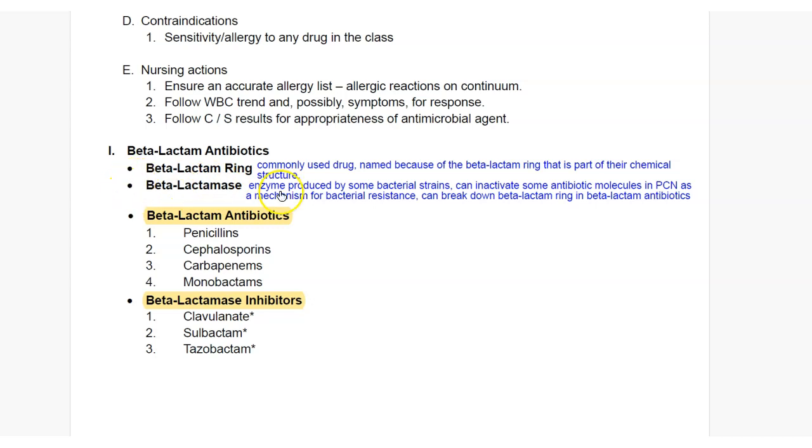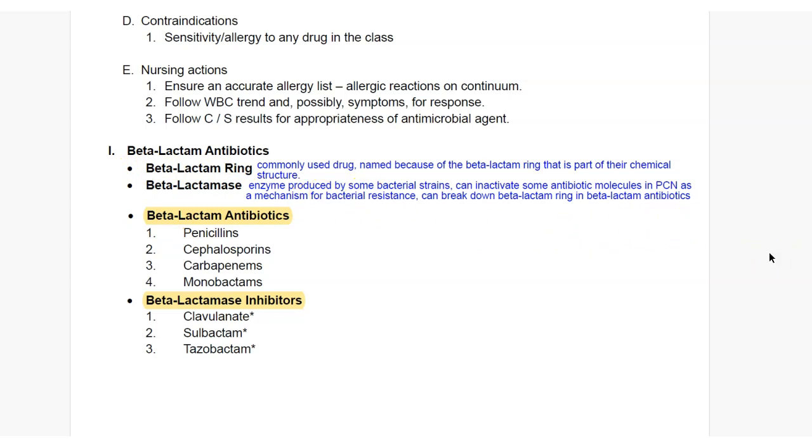Now, beta-lactamase is an enzyme produced by some bacterial strains. So this can inactivate some of the antibiotic molecules, right? Namely, the beta-lactam ring. So it can actually help dissolve or penetrate that beta-lactam ring, especially in penicillin antibiotics. So this causes some bacterial resistance. Again, this can break down the beta-lactam ring in beta-lactam antibiotics. So when we're talking about the beta-lactam ring, we're talking about the antibiotic. Beta-lactamase is really an enzyme produced by the bacteria.